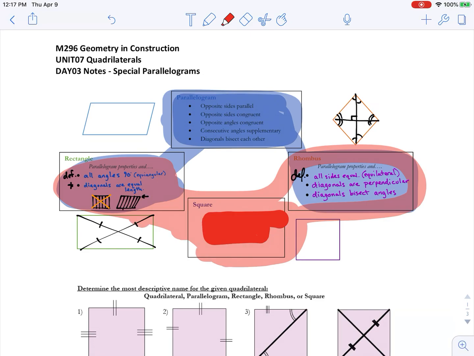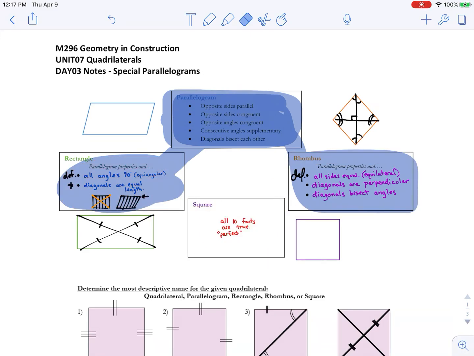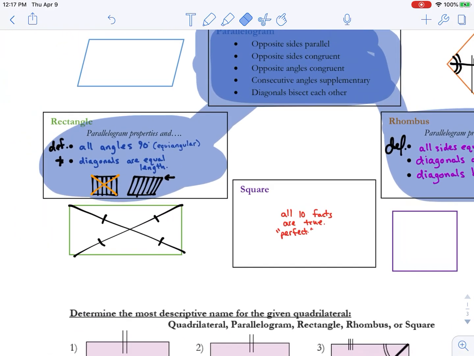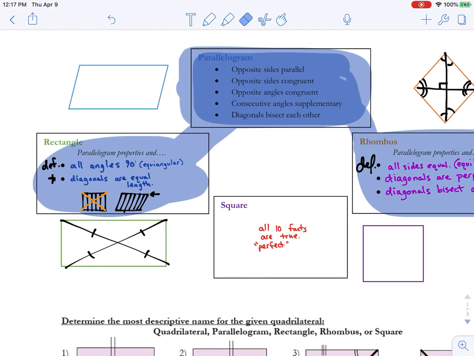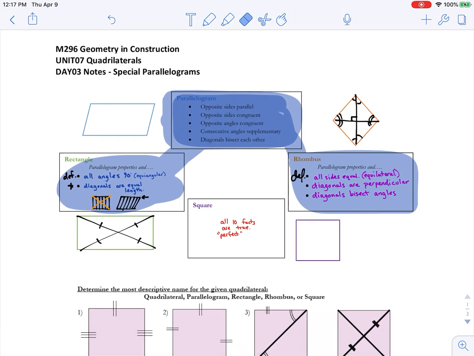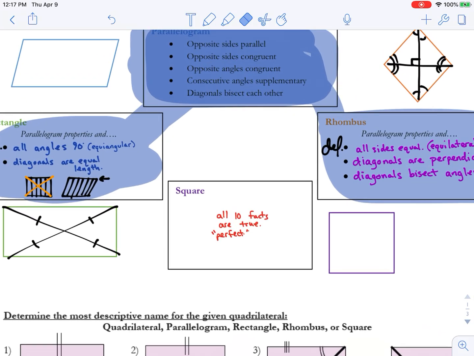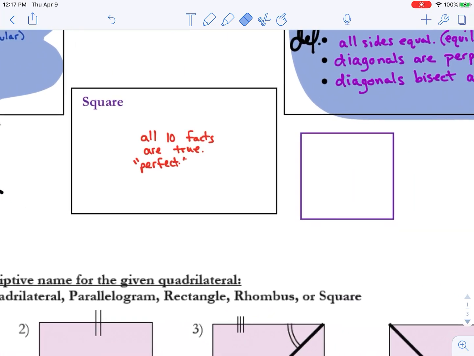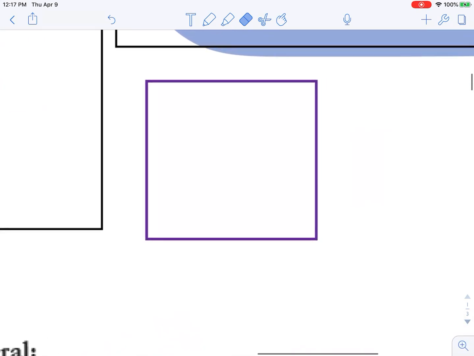a square. So really simply put, guys, a square has all 10 facts. A square is perfect. It's got opposite sides parallel, opposite sides equal, opposite angles equal, consecutive angles supplementary, diagonals bisect each other, angles 90 degrees, diagonals are equal length, all the sides are the same length, the diagonals are perpendicular, and the diagonals bisect the angles. So a square does it all. It is the miracle baby, if you will.